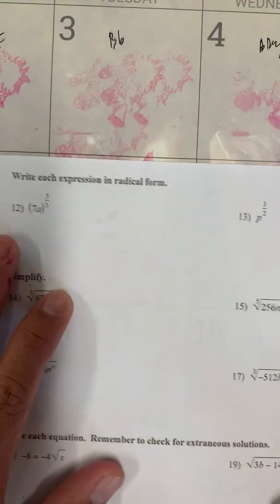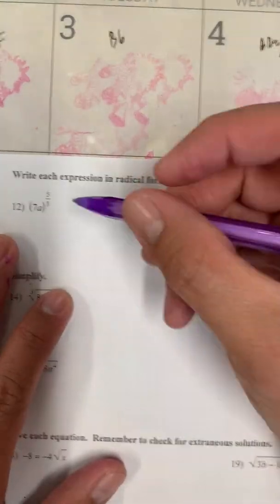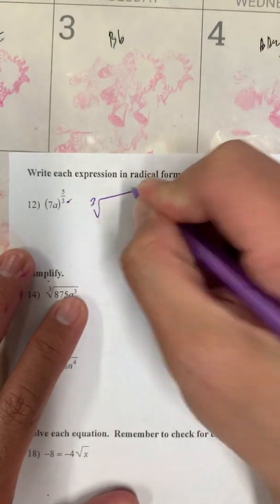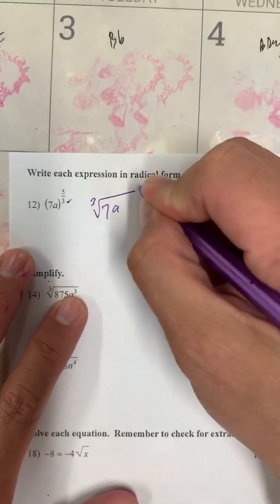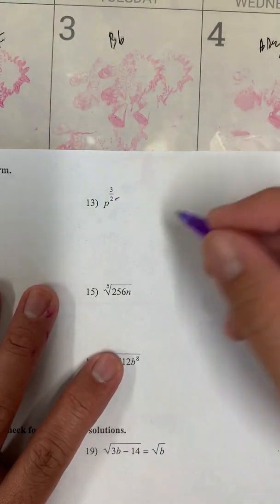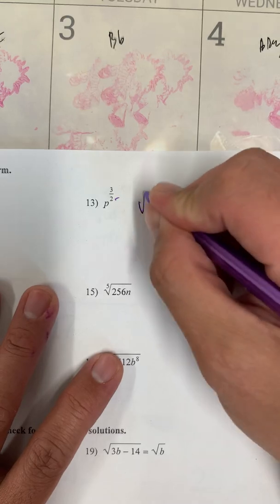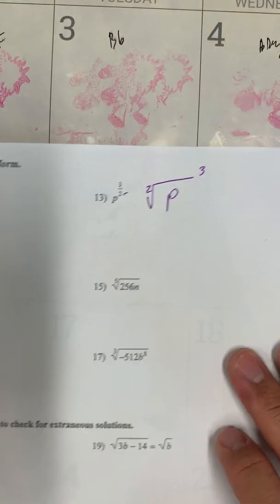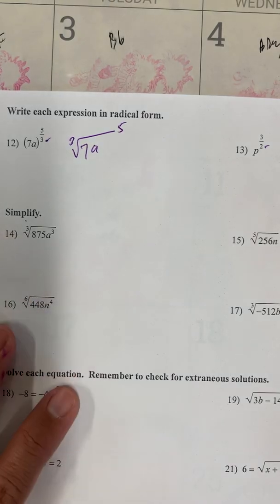For number 12, write each expression in radical form. The denominator is 3, so that's your index. 7a to the 5th power. The denominator is 2, so that's going to give us the square root of p to the 3rd power. Simplify this.